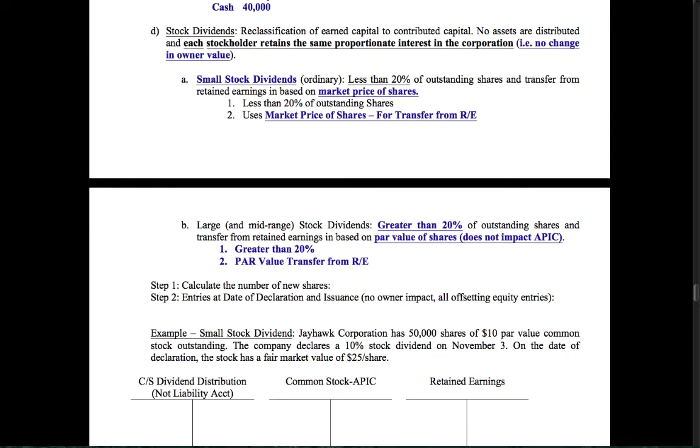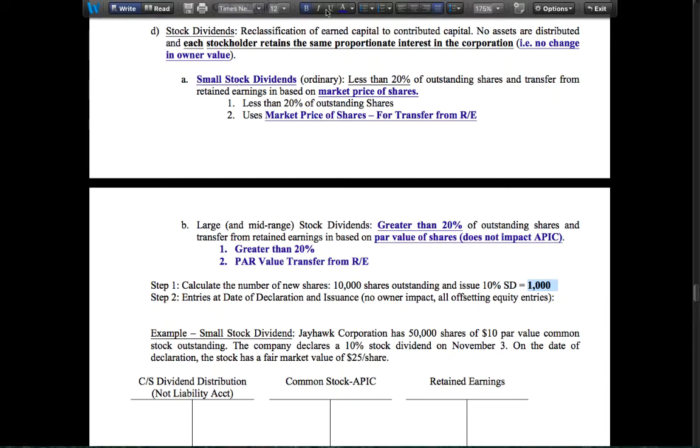The first one is to calculate the number of new shares. When we say a company issues a stock dividend equal to 10% of the outstanding shares, let's say, for example, that the company had 10,000 shares outstanding and they issue a 10% stock dividend. What this means is that you are going to be issuing new shares, 1,000 new shares. This is the first step you must do.